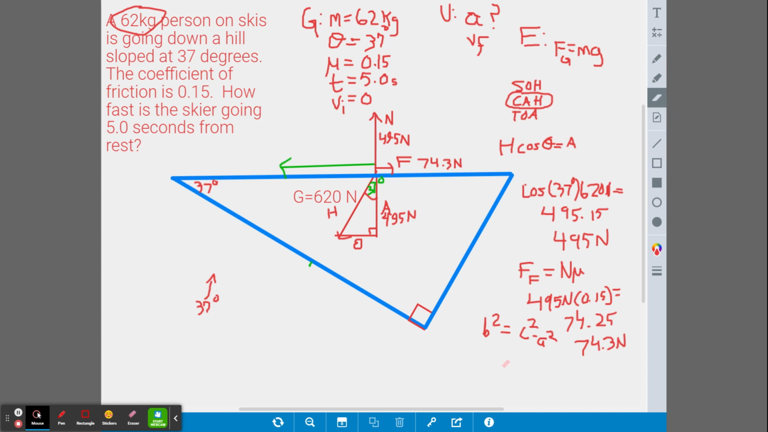And I'm going to take it a step further because I don't want b squared, I just want b. So the opposite of squaring something is square root. The square root of b squared will just be b. So I'll rewrite b. Any number squared, the square root of it is just the original number. And then I'll take the square root of c squared minus a squared. So b equals the square root of c squared minus a squared.